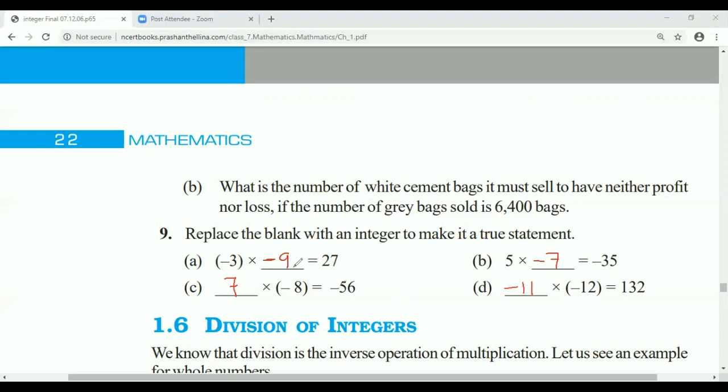So all these answers you can find by dividing the numbers. In the first question, 27 divided by 3, you will get 9. In the same way in the second question, 35 divided by 5, you will get 7. In question 3, 56 divided by 8, you will get 7. In the last question, 132 divided by 12, you will get 11. So in the same way, the number to be multiplied you can find by dividing the numbers, as you know from smaller classes. The sign only you have to think about, using the idea you have learned from this chapter.